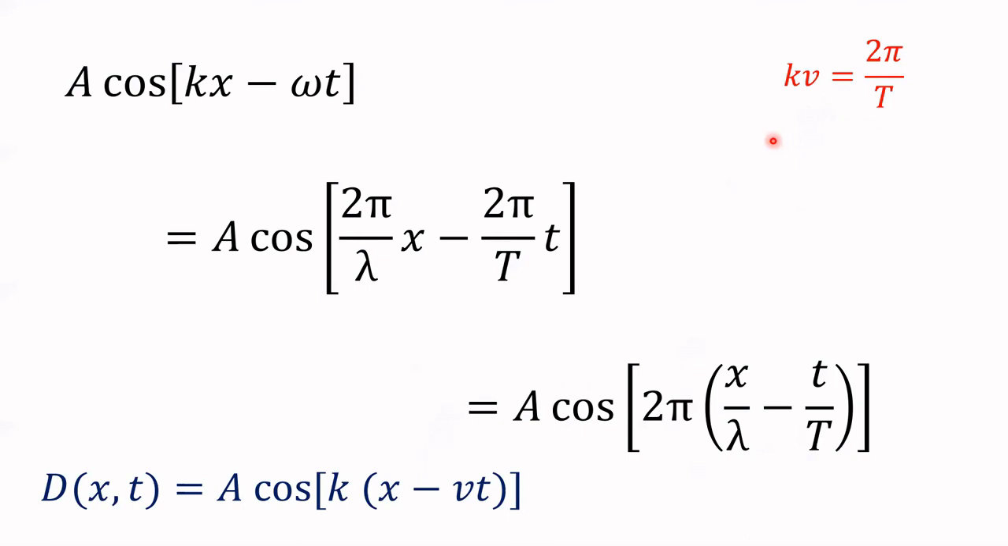Does that make sense? Well, remember, 2 pi over the period is omega. So we've really just confirmed our previous formula for the relationship between omega, k, and v. Again, if you can memorize that, that will help you.